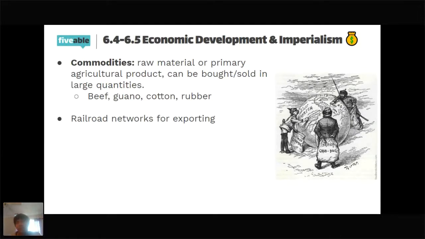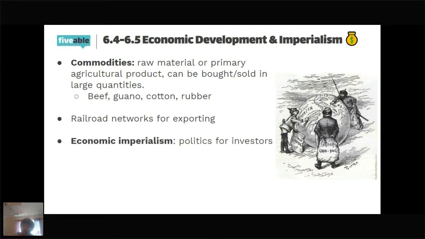And they use railroad networks. They use mostly railroad networks. They also use steamships too, and locomotives. But they mainly use railroad networks to export their goods, these commodities, coal-powered trains. Yes.